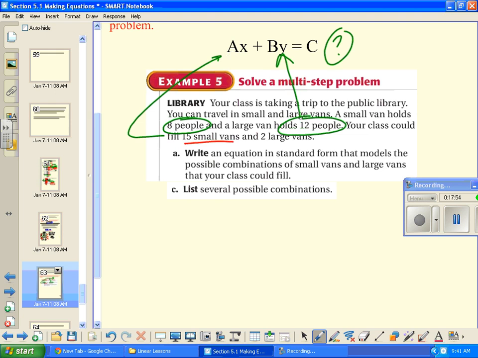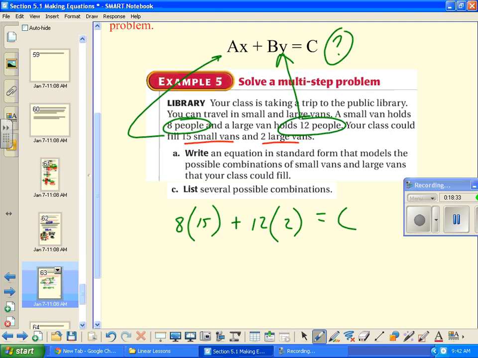They do tell us this though. Well, we know that our class could fill 15 small vans and 2 large vans. And we're kind of assuming that means they would be totally full, no seats left over, and that would be the total amount of kids we'd have. Well, knowing this is like a combination we can use to figure out how many total kids are in the class. If I take 8 people for every small van, and I know we can fill 15 of them, add that to 12 people for every large van, and we can take 2 of those for this combination, that can tell me how many people are in the entire class.